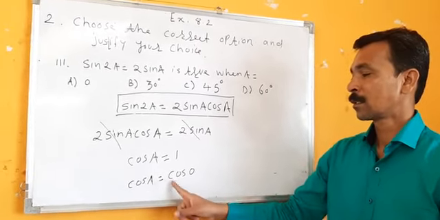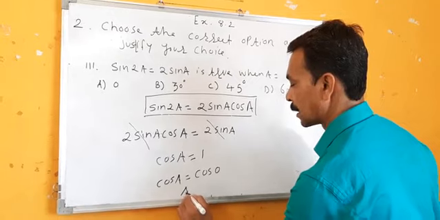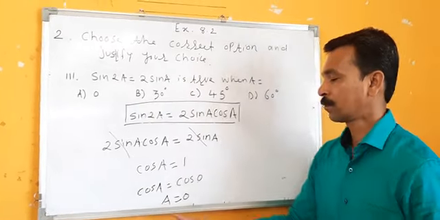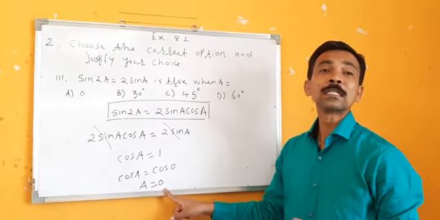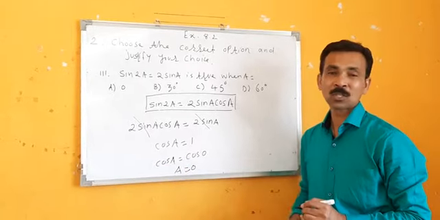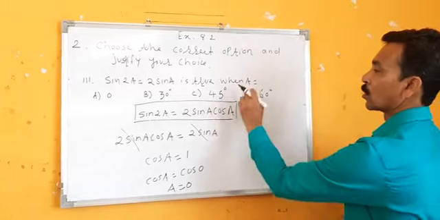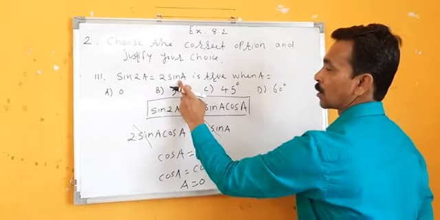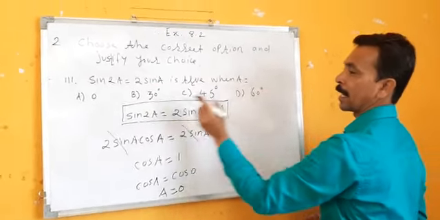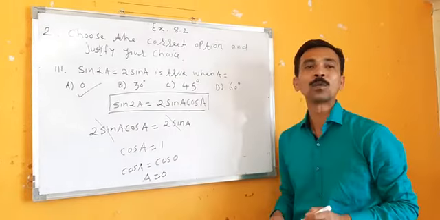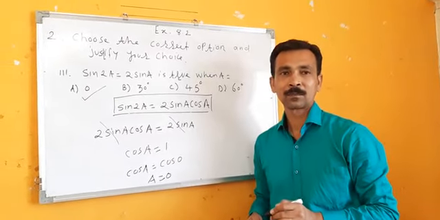So here, what is left? A is equal to 0, because this cos gets cancelled. So A is equal to 0. So sin 2a is equal to 2 sin a is true when a is equal to 0, which is the correct option.